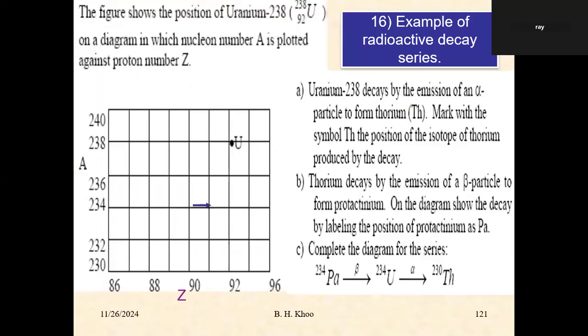The next one you should be able to do it yourself. You should be able to write the equation and then draw it on a diagram. This is a series decay, if you like. You don't need to memorize it, but you should use what you have learned to draw it up. So uranium 238 is here, given to you, and then it's 92. Alpha decay, 4 nucleons, decreased by 4, and then the proton number decreased by 2.